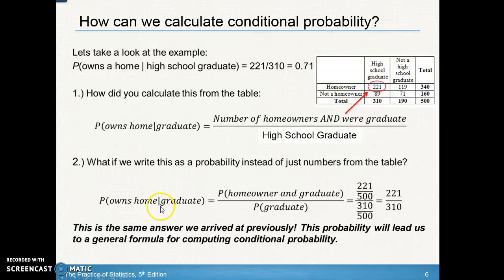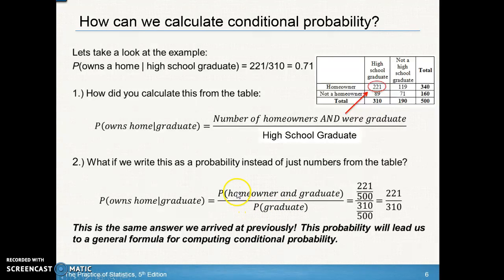The probability that they own a home, given that they're a high school graduate, is the same as the following probability statement. Now think about the top: it is the probability that they are homeowners and graduate. That's where my 221 came from. So what is the probability that they're a homeowner and a graduate? And the denominator was the fact that they were a high school graduate. So what's the probability that they were a graduate? That's what's given to you.